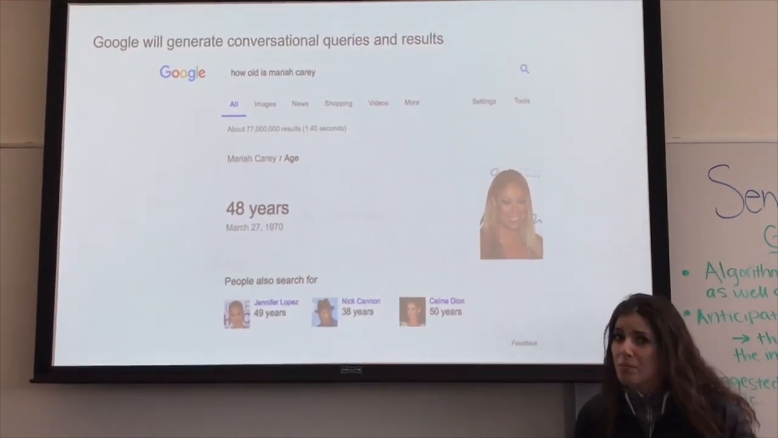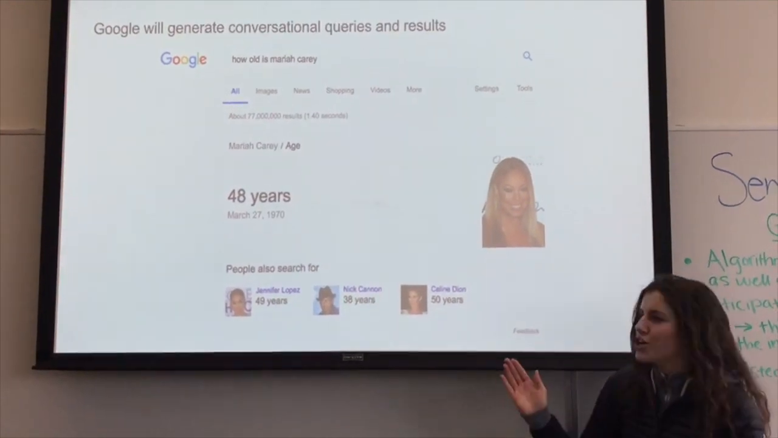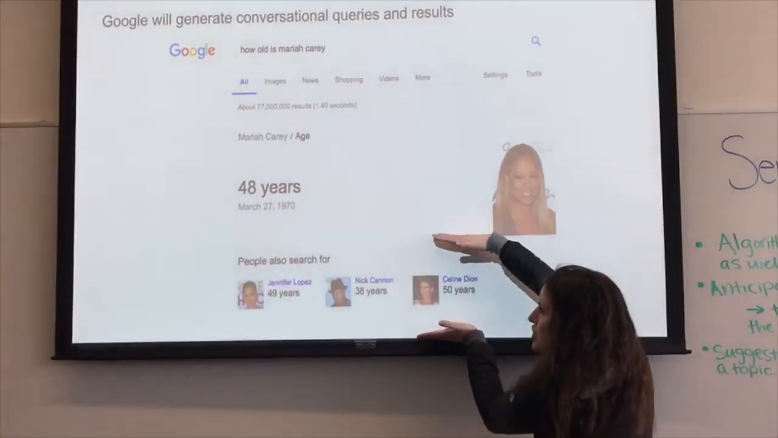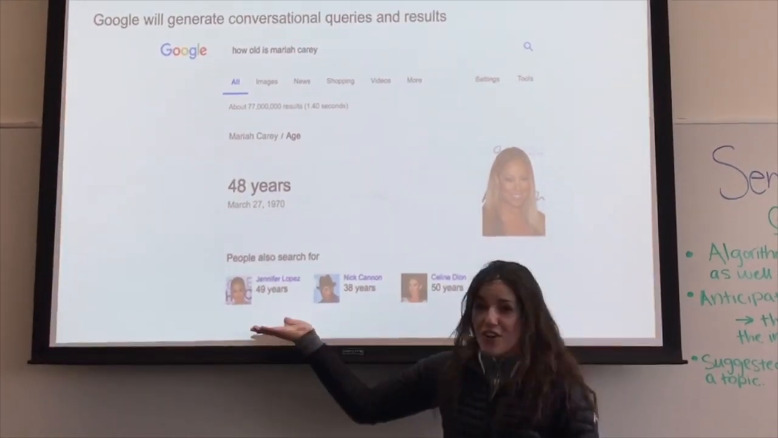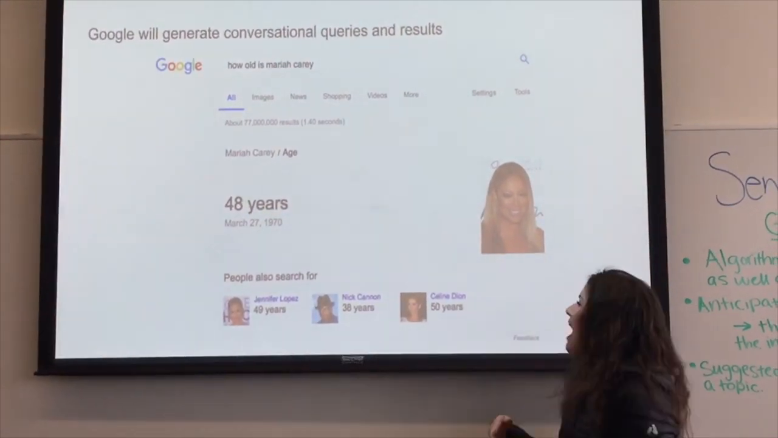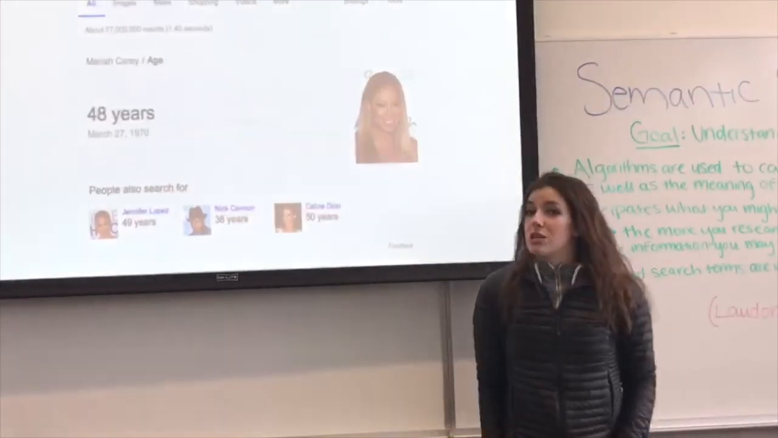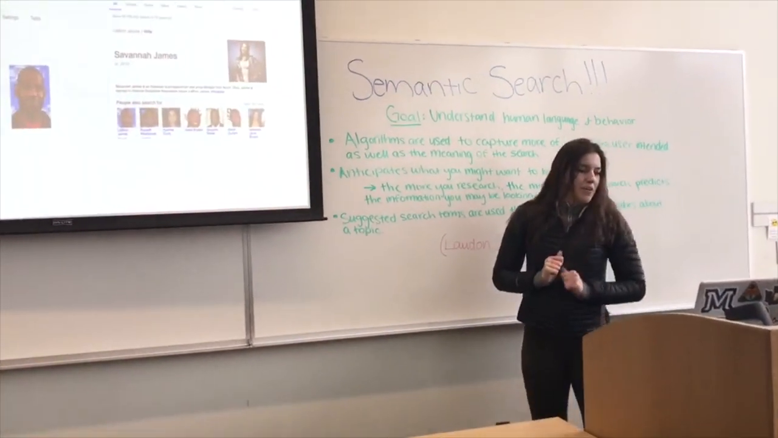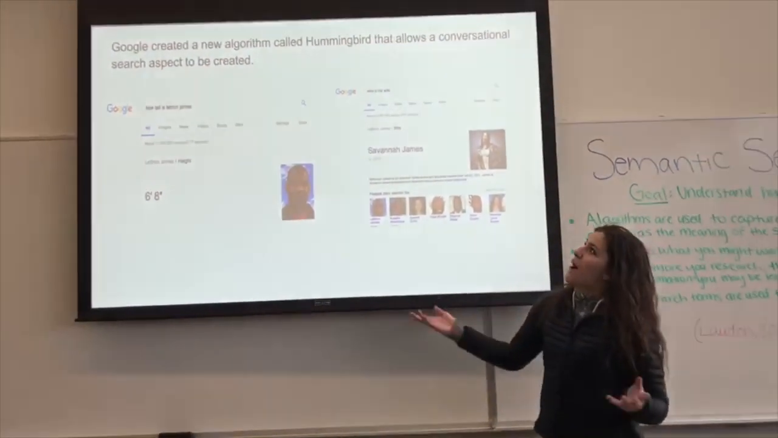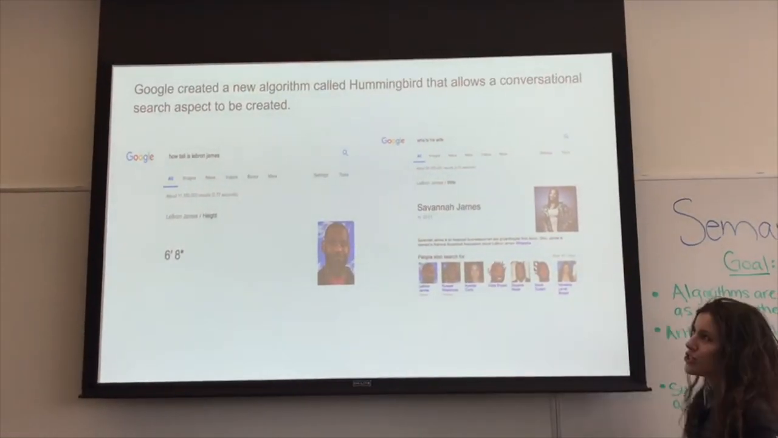Well, there's other people, other celebrities I might be curious about. So Google, using semantic search, will generate these additional research topics to talk about, which could also be Jennifer Lopez, Nick Cannon, her ex-husband, or Celine Dion. And through that, you can just keep clicking and it'll just keep generating different results about what you may be curious on.